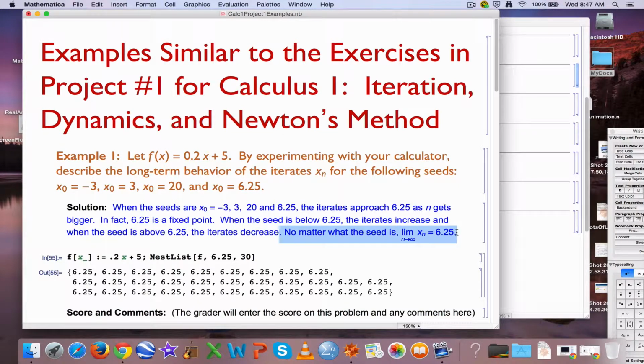I added this sentence to what I had before. I put a limit symbol. It's a limit of a sequence, x0, x1, x2, x3, etc. Those numbers form a sequence, and as n goes to infinity, the sequence outputs approach 6.25, though they never actually equal 6.25 exactly unless the seed is 6.25.